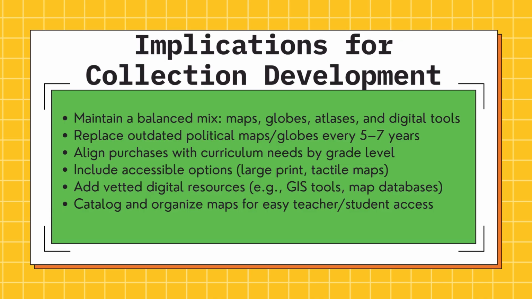Some implications for collection development is that you want to maintain a balanced mix of maps, globes, atlases, and digital tools. The textbook recommends replacing maps and globes every 5 to 7 years or sooner if a major world change happens. A balanced collection might include one classroom globe per grade, a set of current student atlases, and a few reliable digital maps like National Geographic MapMaker or Google Earth.